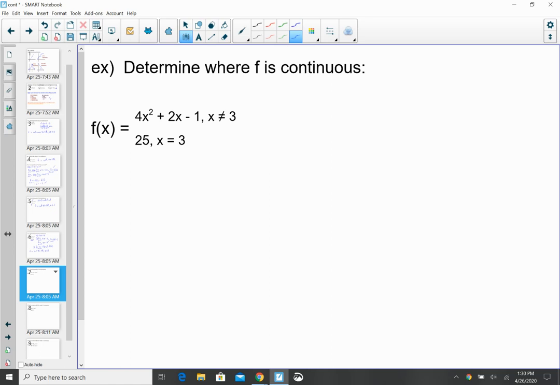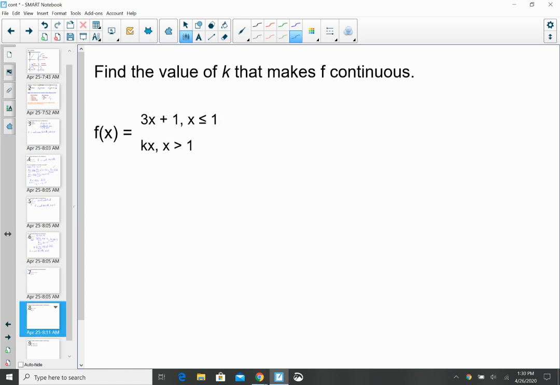All right. You know what I'm going to do? I'm going to skip over this one right here. There is another topic here that I want to get to, and that's this one. Now we have to find the value of k that makes f continuous. We need to figure out what we need to do to make this work.